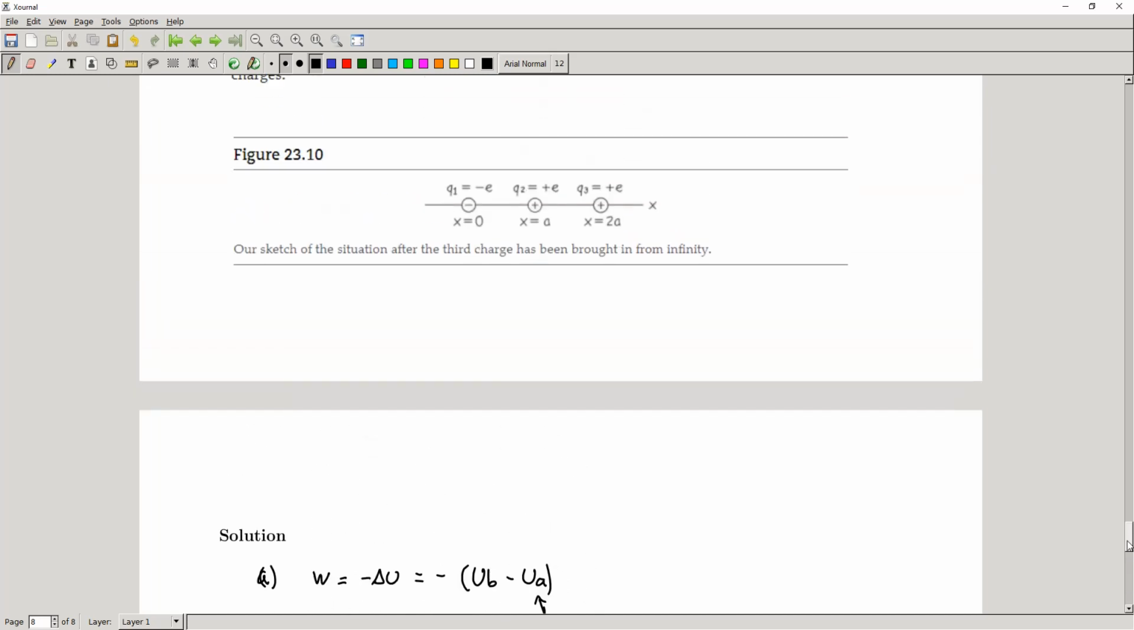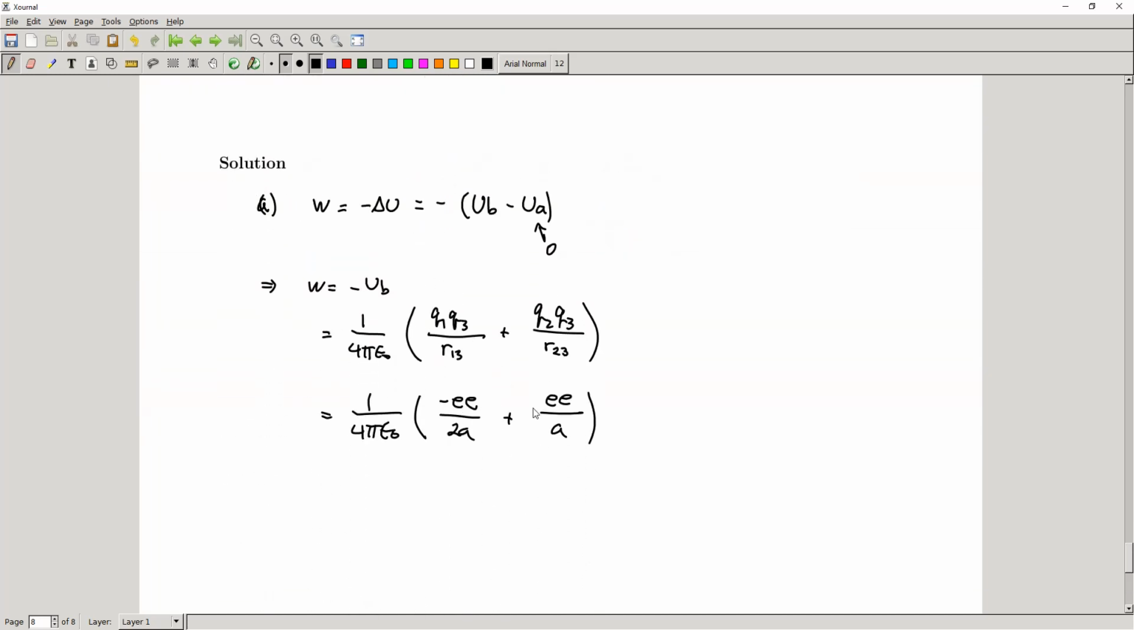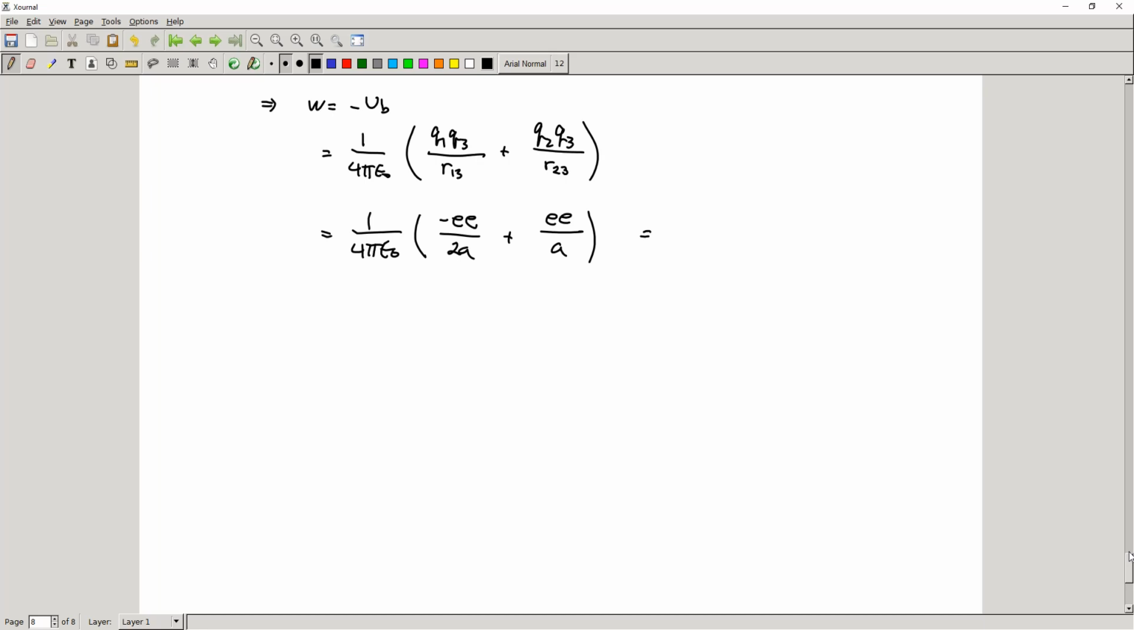Well, because we have a negative Q for Q1, but our Q2 and Q3 are both just positive E's, and then these are distances R13 and R23, right? We can clean this up. I'll do it a little bit over here, save some space. Like I said, we're going to end up with an expression that looks like this. I'll factor out 2 factors of E here, so we'll have E squared. I'm going to pull out an A from the basement here, and we're going to end up with a 4 pi epsilon naught A. And if we do that, we're going to end up with a minus 1/2 plus 1. And so this is just going to give us a half.